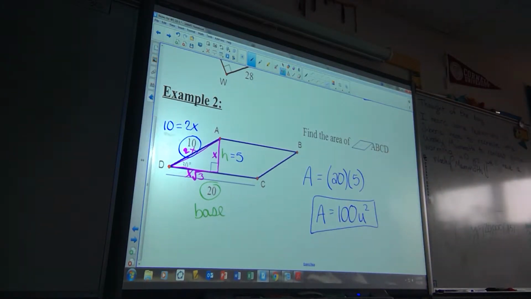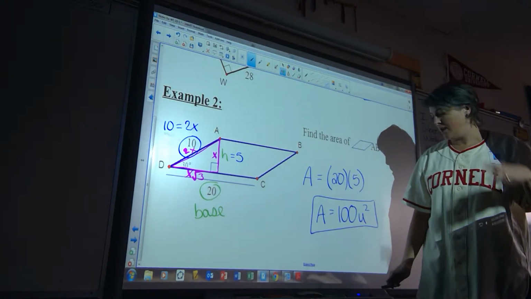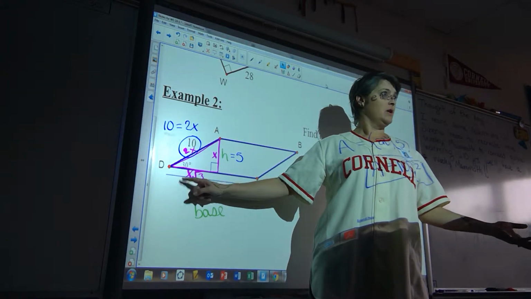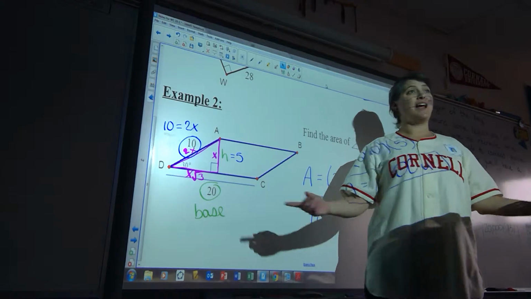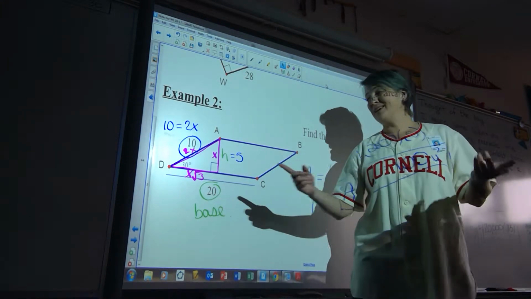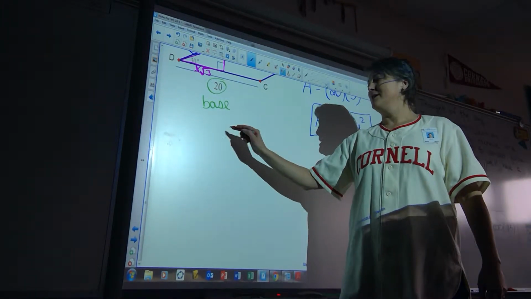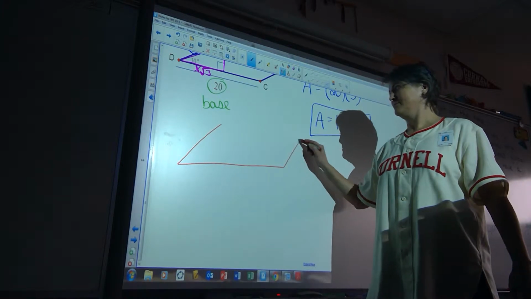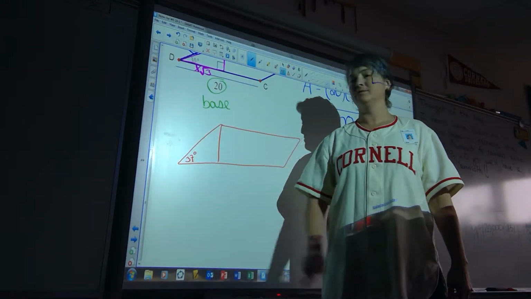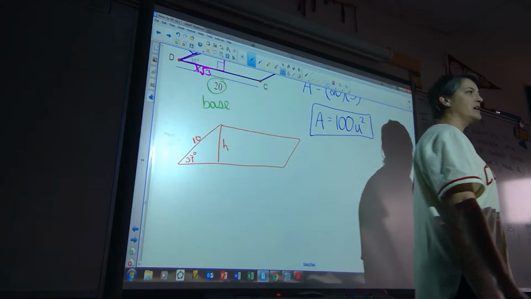Now I want you to think about all the ways that we could vary this problem a little bit. Maybe instead of the 30 being here, the 60 is here. Maybe instead of a 30, 60, 90, it's a 45, 45, 90. Maybe instead of it being a special triangle, maybe it's got a 37-degree angle. This is 10, and you have to find height. How are you going to do that?